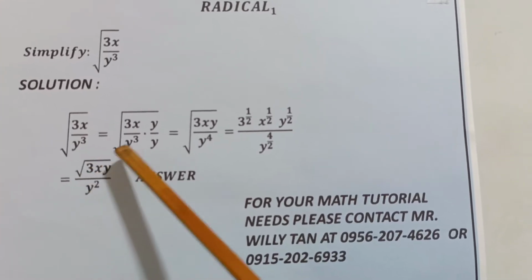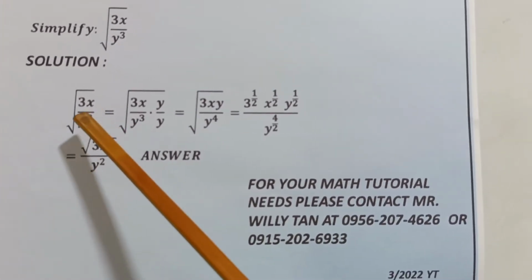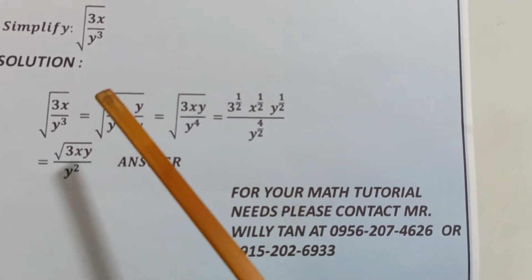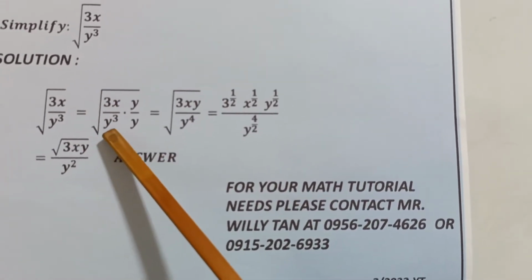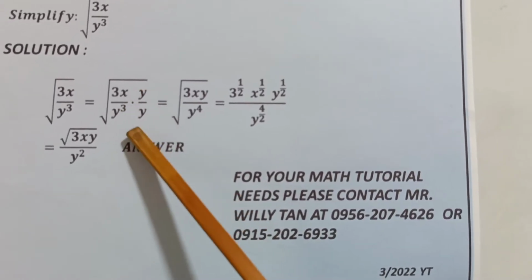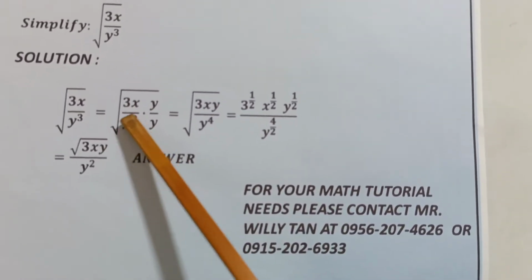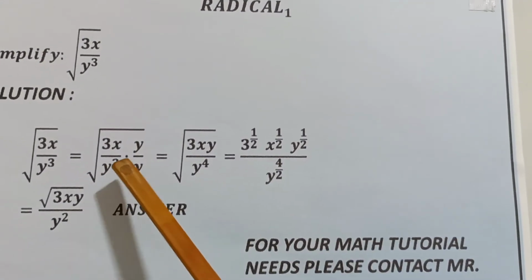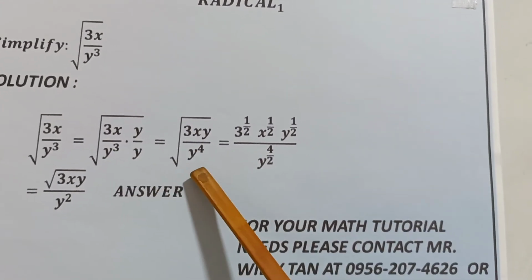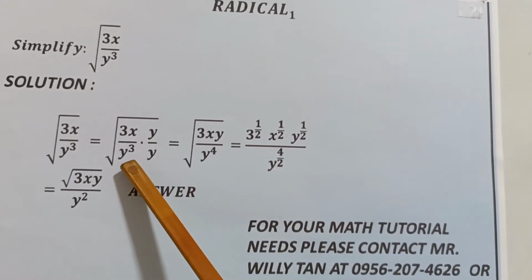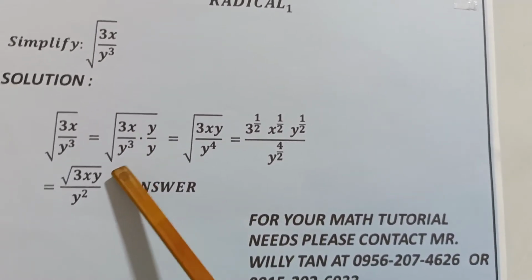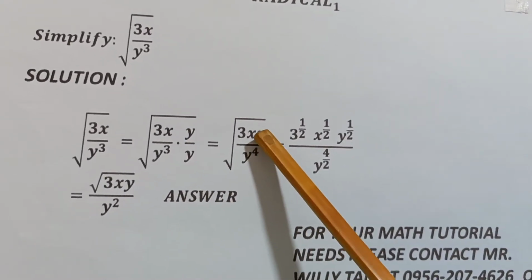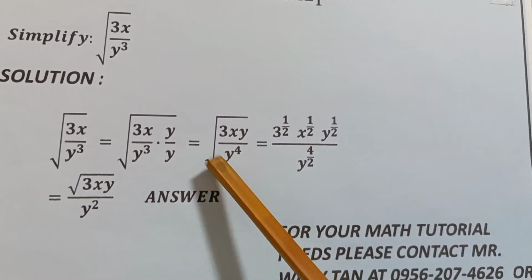And this will be done by multiplying both the numerator and the denominator by 1, no? In the form of y over y, so as to make this denominator here a perfect square and transform this into y to the fourth. So 3x over y cubed times y over y. So this one is 3xy times the square root of y to the fourth.